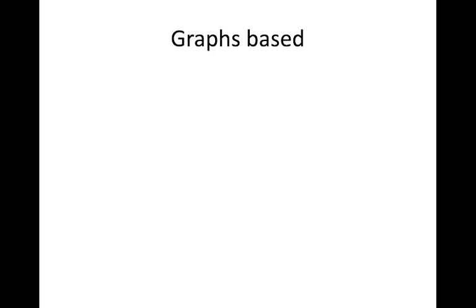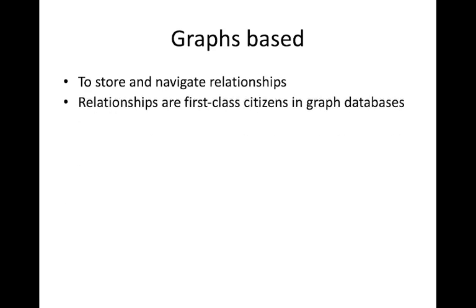Graph-based database, because most of the things are related. So if we see Facebook, we see that there's a friend of a friend. People you may know, such kind of things will be shown in Facebook or Instagram. So in those databases, there is some relationship that should be shown. So it is better to model using this graph-based database. It is used to store and navigate relationships. So relationships can be stored using this graph-based database. Relationships are the first-class citizens in graph databases.